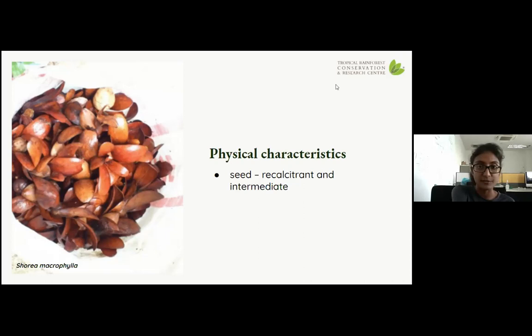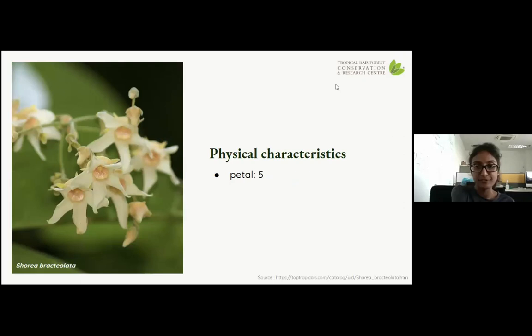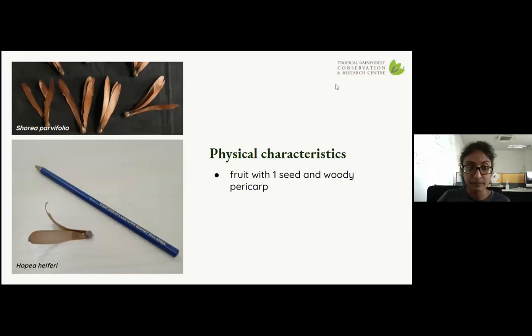Next is the petal. There are around 5 petals on the flowers. Okay, the fruit, so the wings, and then you have the fruit. The fruits have a woody pericarp, and inside these pericarps, you can find the seed. There is one seed.